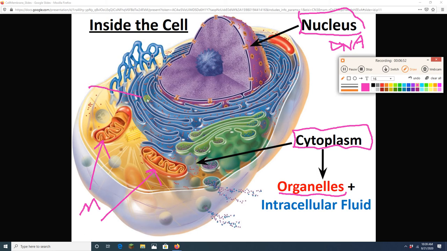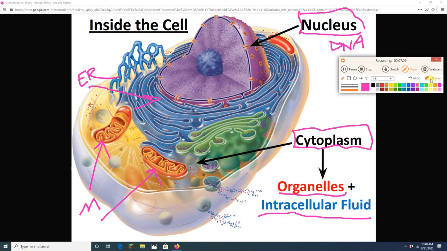And of course, this guy right here, this blue studded with red things. You should remember what he is. If you want a hint, I'll give you the initials right there. So organelles plus intracellular fluid on the inside of that cell.